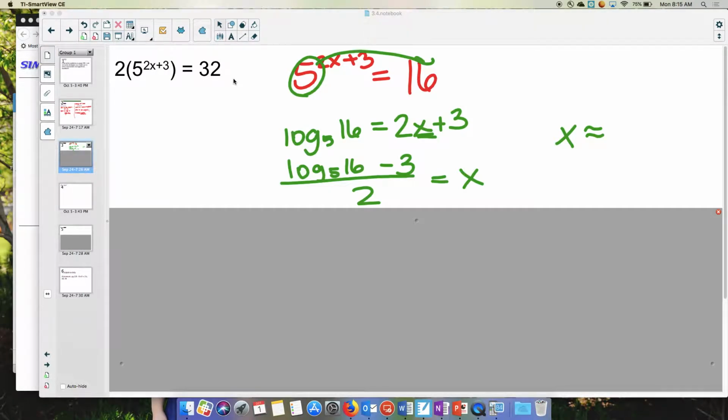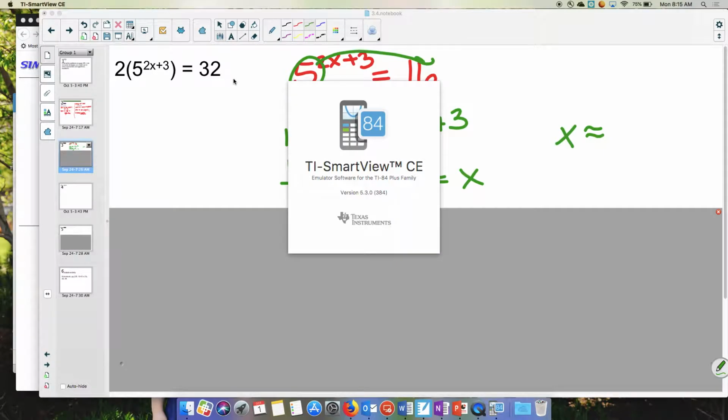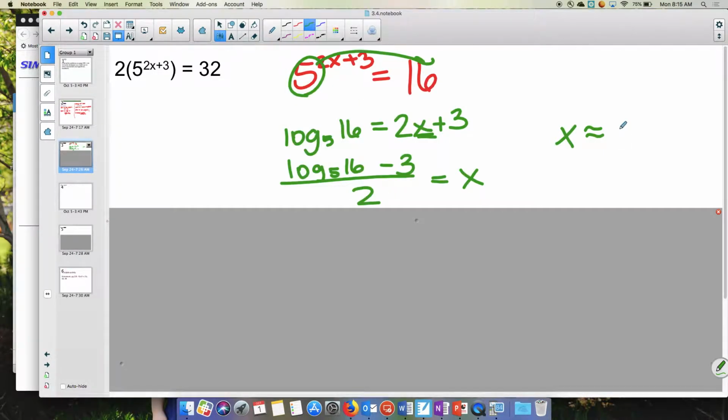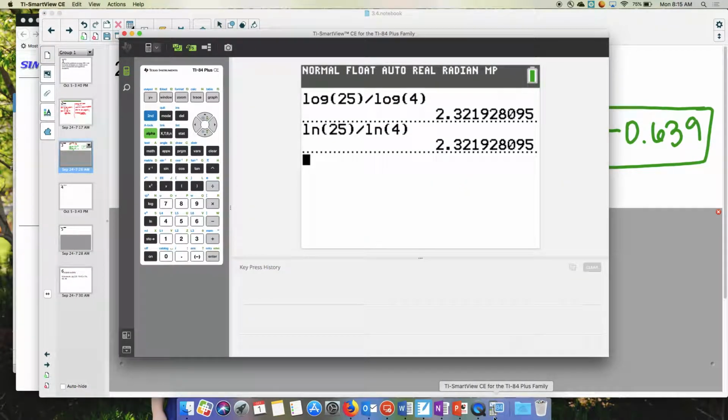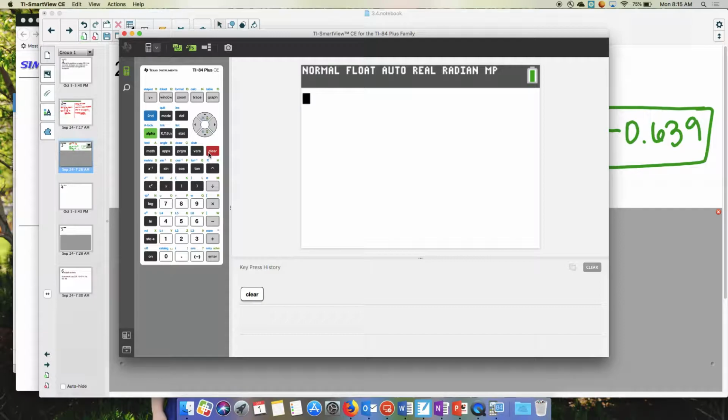Okay, what are we getting? Okay, and thank you. I do want 3 decimal places. Okay, now you need to know the change of base formula, but if you have a calculator like mine, can I show you a trick?